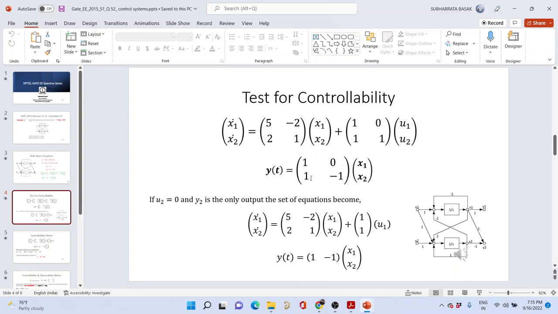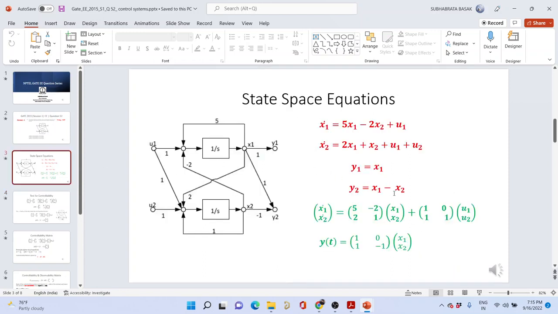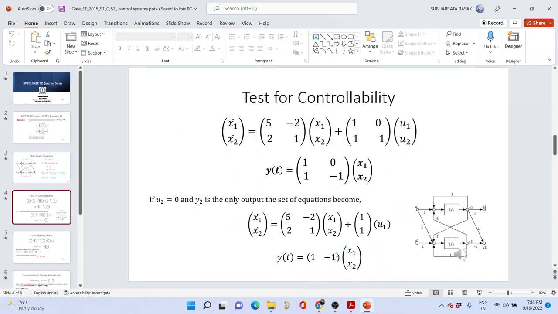So the upper row is gone. So you have 1, minus 1, x1 and x2. Because y2 we had was x1 minus x2. So from there you write your set of equations. Now what you have to do is check whether what you have got is controllable or not.